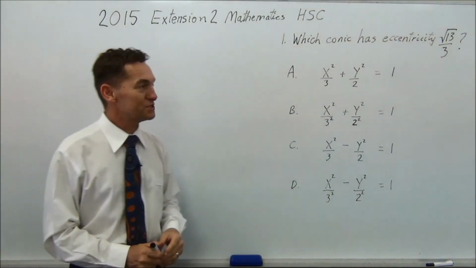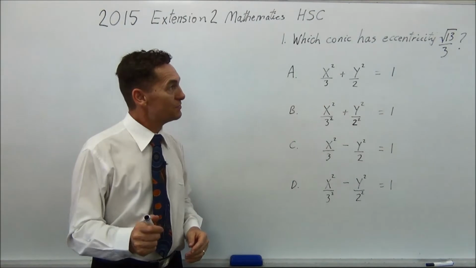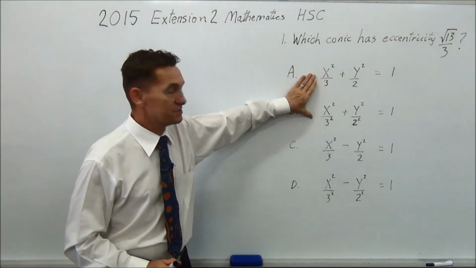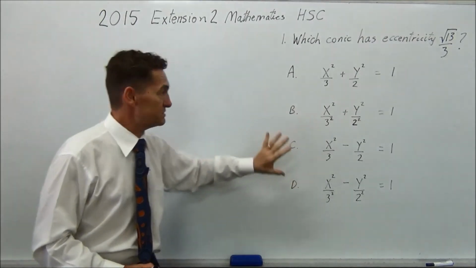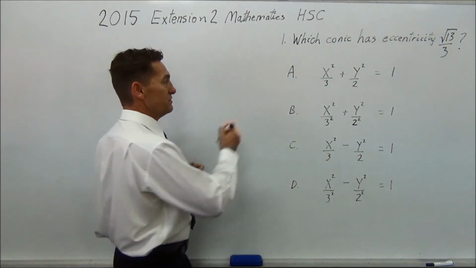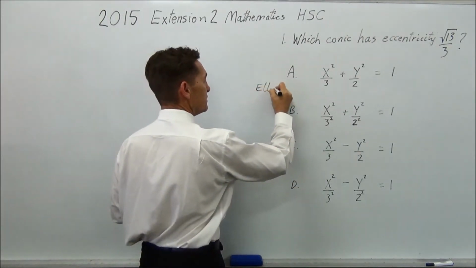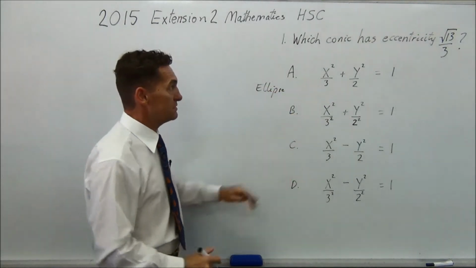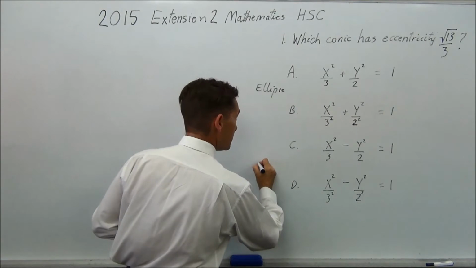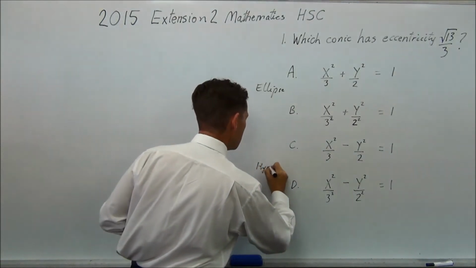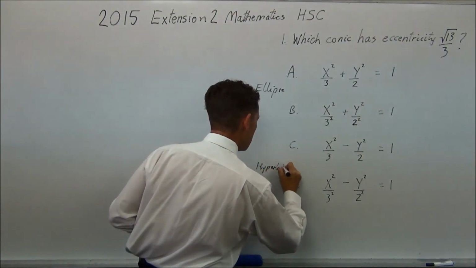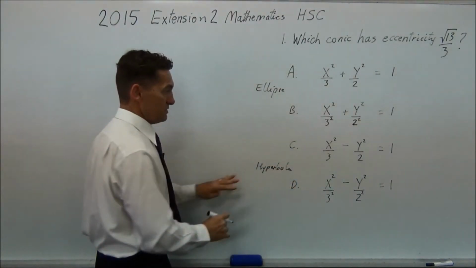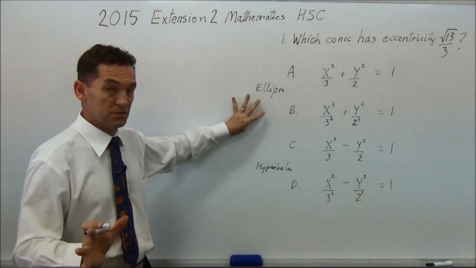Question 1. Which conic has eccentricity root 13 over 3? First thing you should look at when you've got the answers, you've got two pluses and two minuses. So these pluses, your automatic thought is those two are ellipses and these ones are hyperbola. Okay, that should be your first thought, or possibly your second thought.